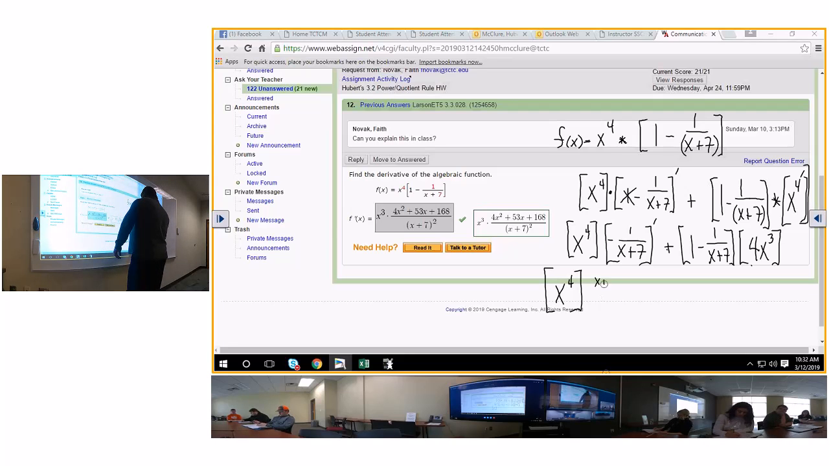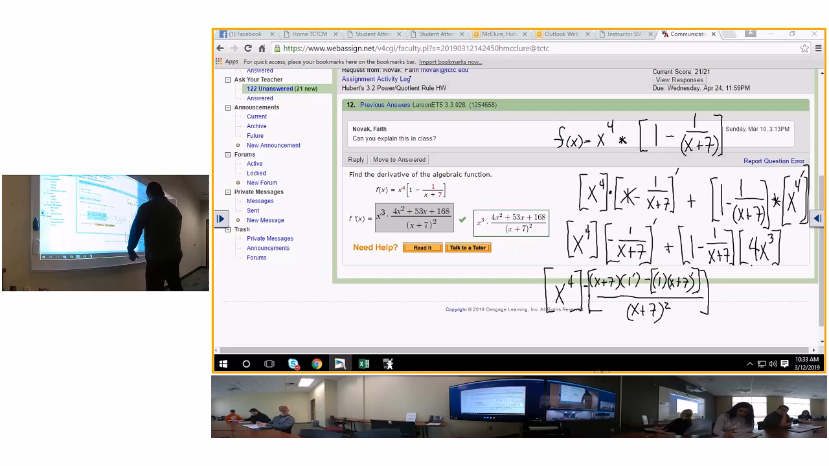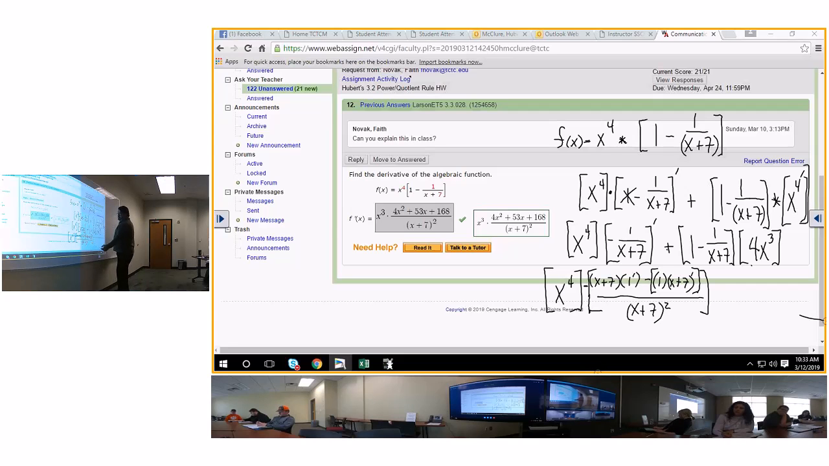Denominator times numerator prime minus the numerator times the denominator prime over denominator what? Squared. And that has a negative out front. That's where you get the x plus 7 squared. See there? That's where it comes from.